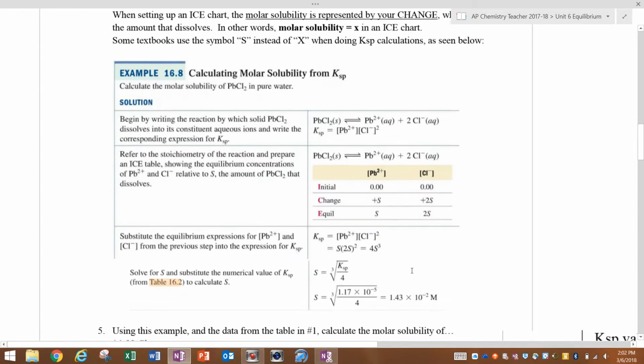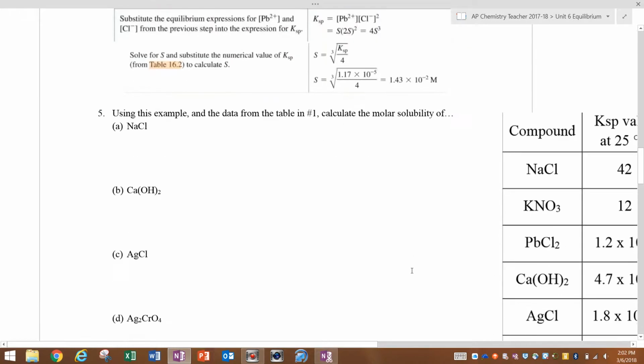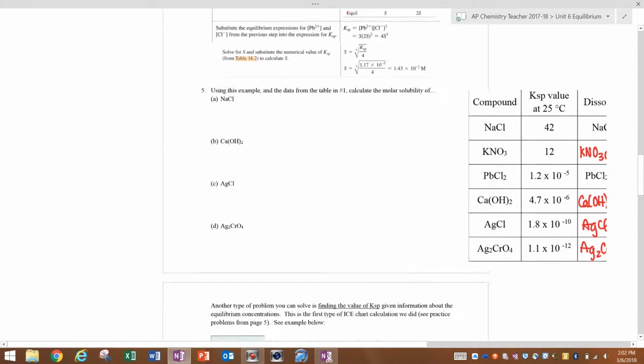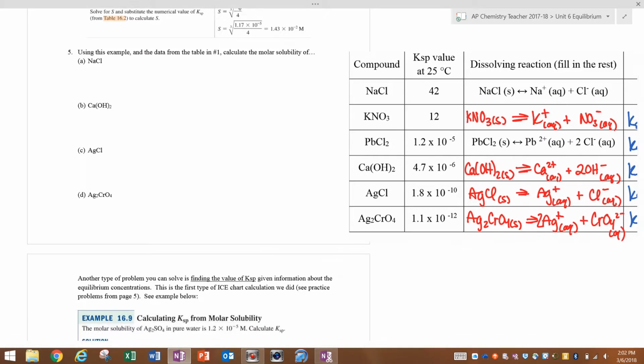So we've got an example here. I'm going to skip past this. And we're going to go through a couple of these and calculate the molar solubility of a few of these things down here. Okay. And notice that I copied down my table from above, because I'm going to use the values from problem number 1 here. So let's take a look at 5b.